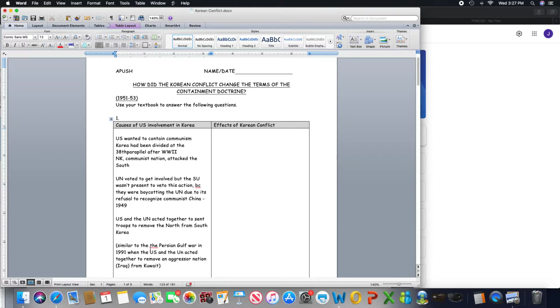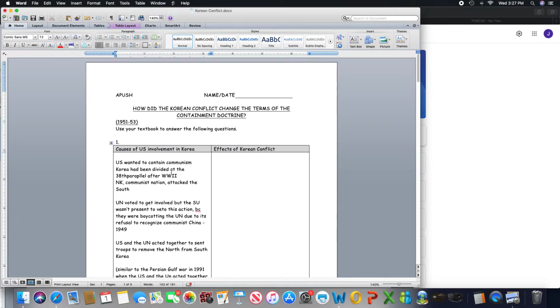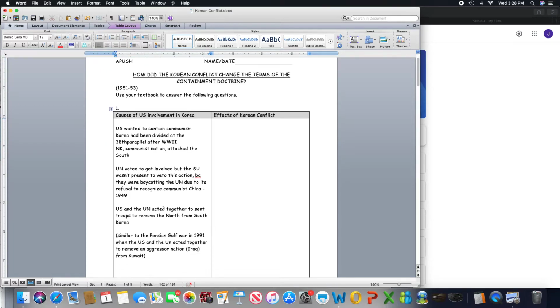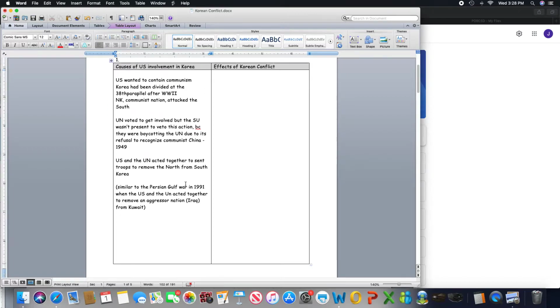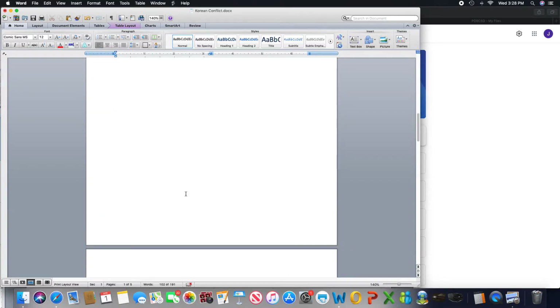Okay, so these are the causes of the Korean conflict. And notice that I'm referring to it as a conflict and not a war. I'm doing that intentionally because war was never declared by Congress. This was completely a move by the president with the UN. That's something that we'll talk about in a minute. Okay, let's go down to that political cartoon on the next page for a second before we get to the effects.